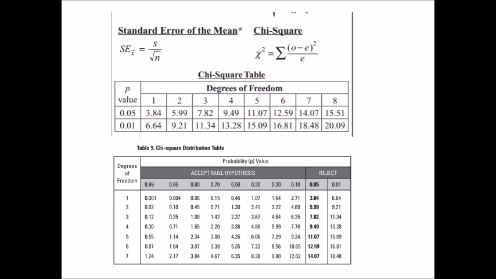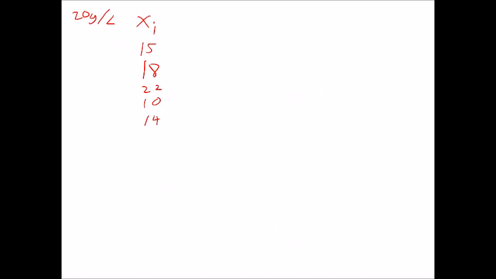We're going to make a chart. We're going to make x sub i be our individual data points. So they were 15, 18, 22, 10, and 14. We know to find the mean, we simply need to add those together and divide by the number of data points, which is 5. So when we add those up and divide by 5, we get a mean of 15.8.